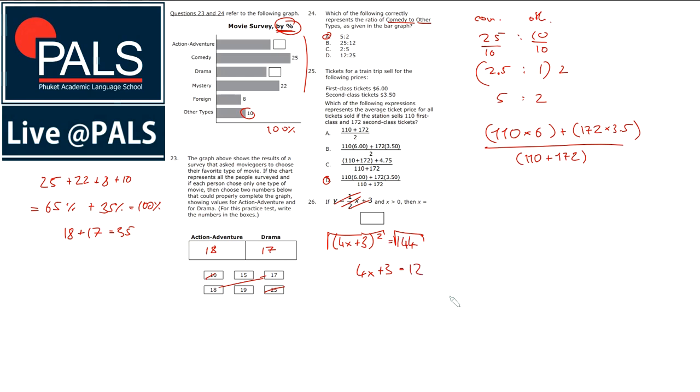Now we can easily solve that for x, which 4x is equal to 9, and then x is equal to 9 over 4, which is 8 divided by 4 is 2, 1 over 4, or 2.25. So that is the answer here.